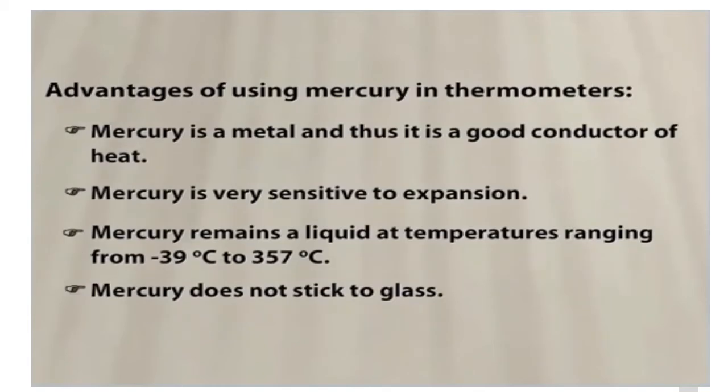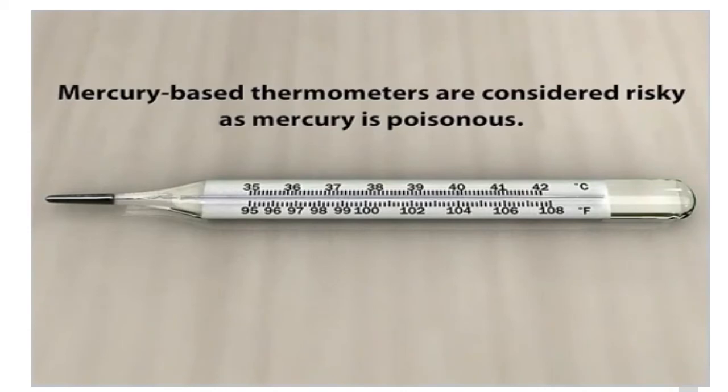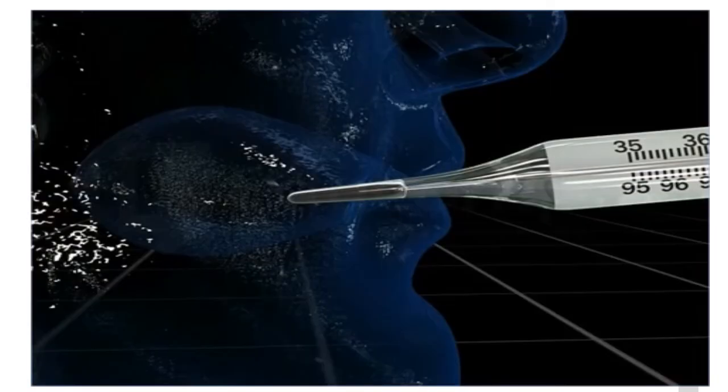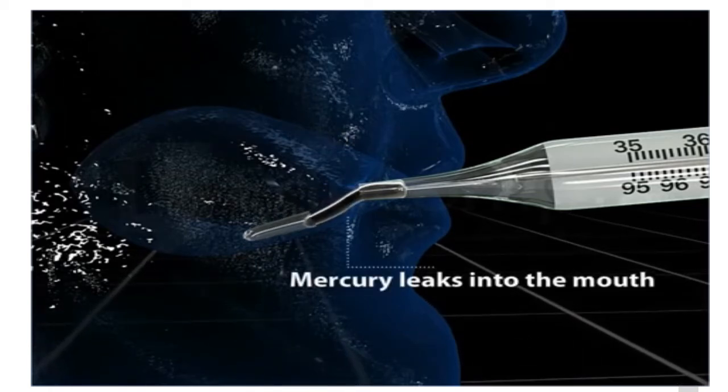Though using mercury in thermometers has advantages, mercury-based thermometers are considered risky. This is because mercury is poisonous. In case the bulb or the neck of a thermometer breaks, mercury can leak out into the mouth.